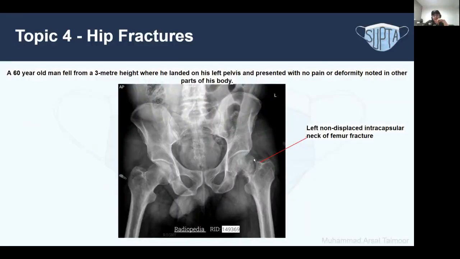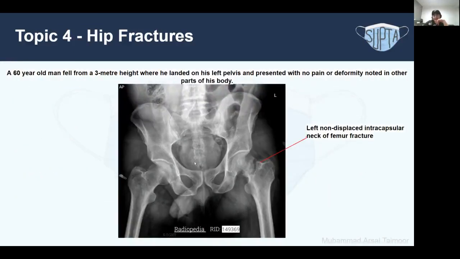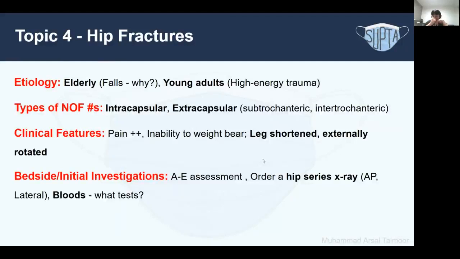So it's not really relevant at the moment for lower years, but basically when it comes to hip fractures, you've got intracapsular and you've got extracapsular. So in this case, this is an intracapsular. And you've got subtrochanteric and intertrochanteric for the extracapsular NOFs.